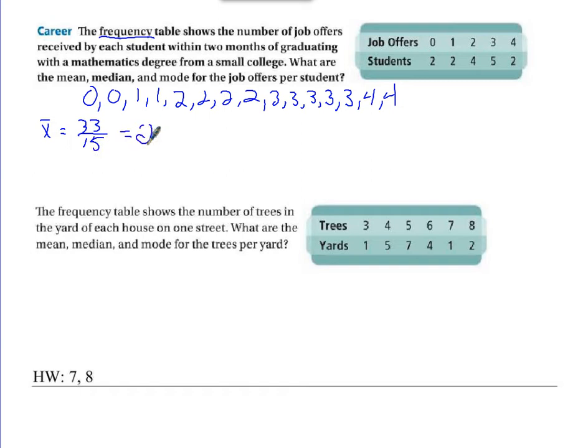2.2. So the average amount of job offers for the students who graduated from Bob's College within 2 months was 2.2 job offers on average per student.